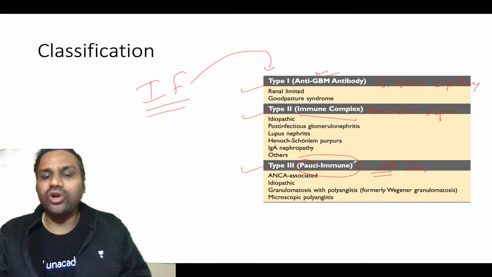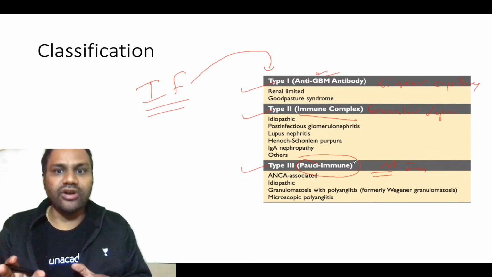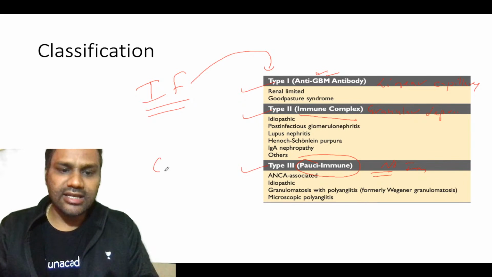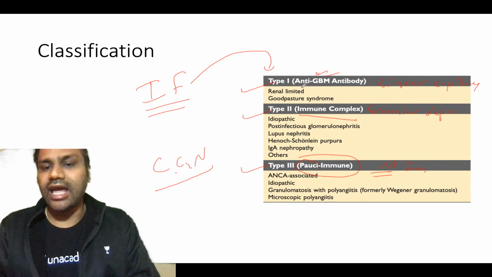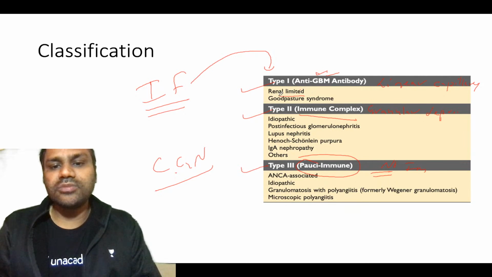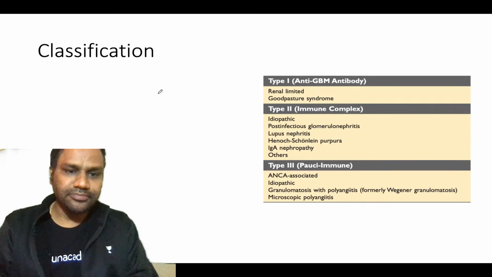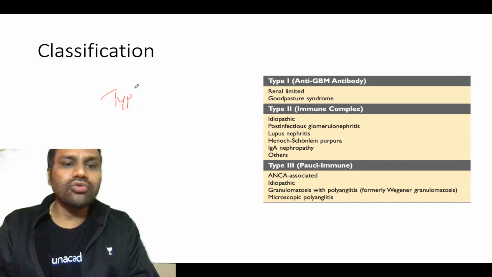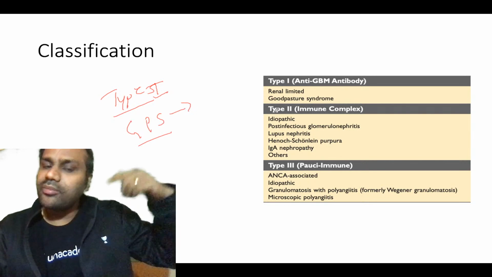Now this is an important thing which you need to know in the case of crescentic glomerulonephritis, very much important. Type 1 is basically Goodpasture syndrome. When I talk about type 1, it is Goodpasture syndrome, where there is pulmonary hemorrhage.